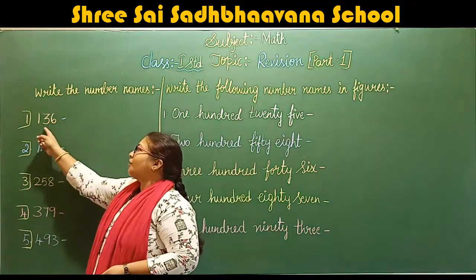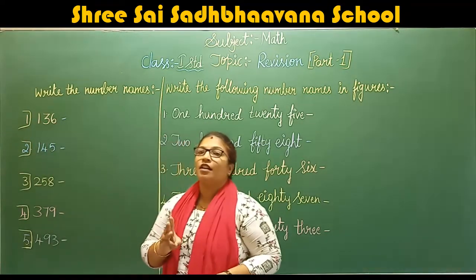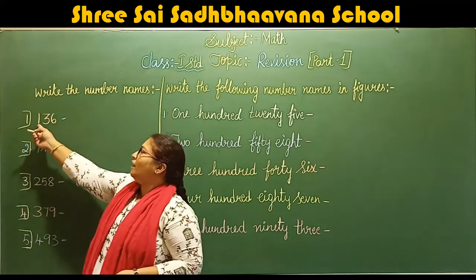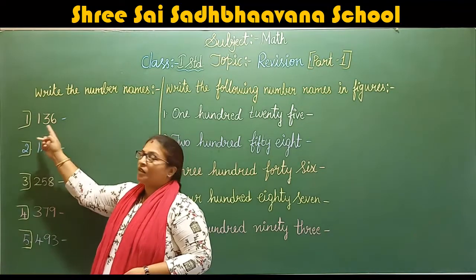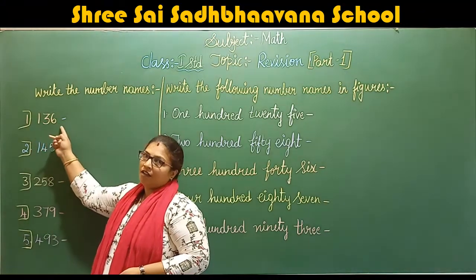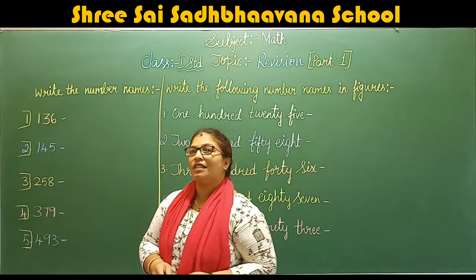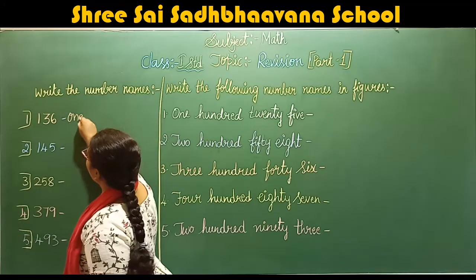So ones, tens and hundreds. If it is a 3-digit number, it will be in the hundreds, right? So 136. How do you have to write it in words? What is the spelling of 1? O-N-E.